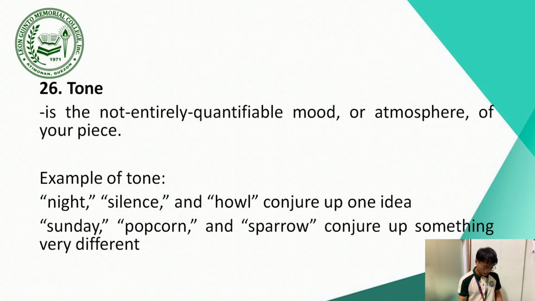Okay, so the best way to do this is to read poems of all different tones and styles to see which resonate best with you. You can also try making mood banks of words to play around with in your poetry, either as lists or as little bits of paper, like magnetic poetry. For example, words like night, silence, and howl conjure up one idea. Other words like Sunday, popcorn, and sparrow conjure up something very different.